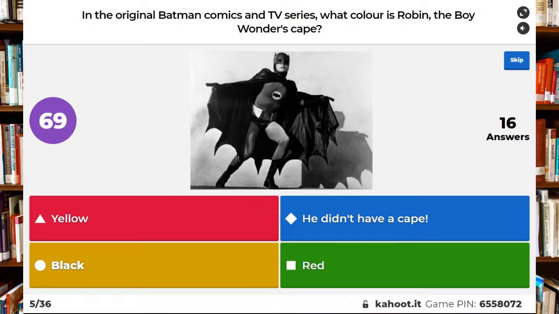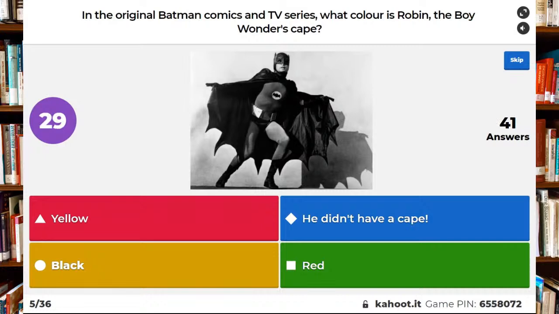And just to be sure, this is the original Robin as he first appeared. So there have been lots of different incarnations of Robin, but this is in the original comics and in the original TV series as well. And there's old Adam West there in his Batman costume in black and white. So if you only watched Batman in black and white back in the day, then yeah, you're in trouble.